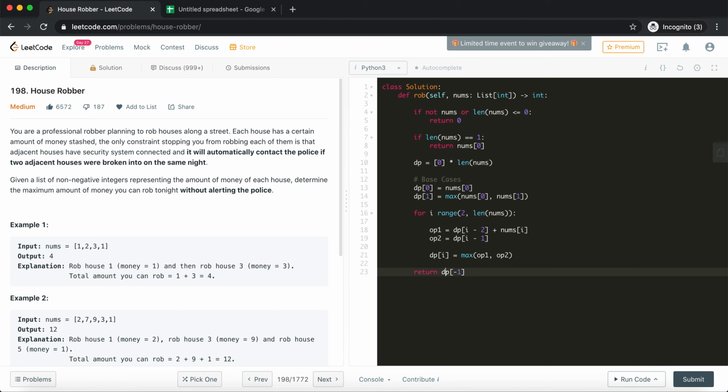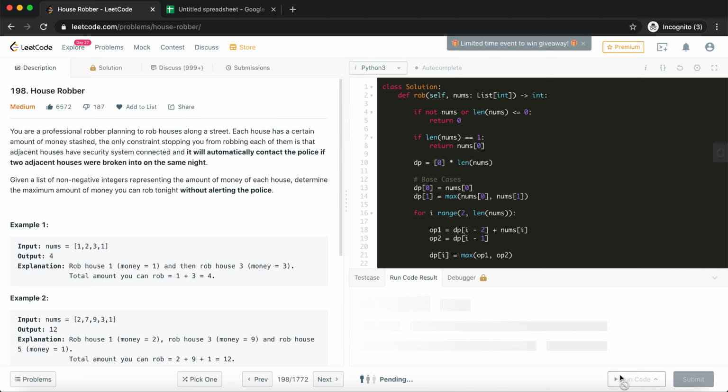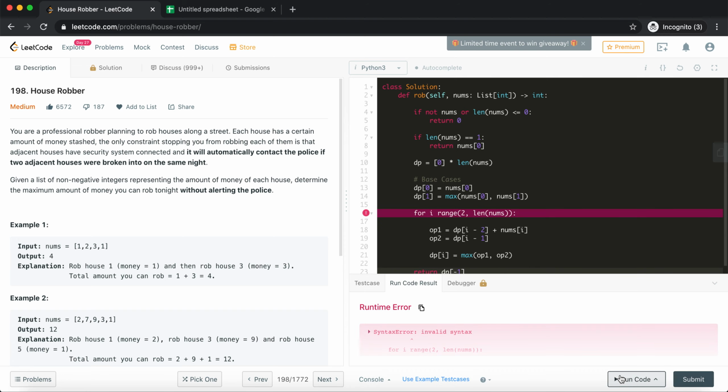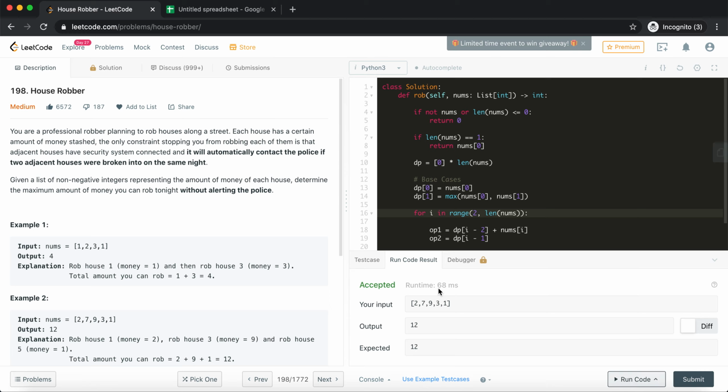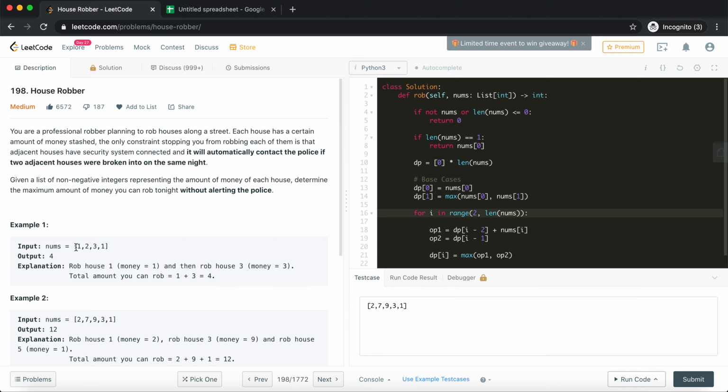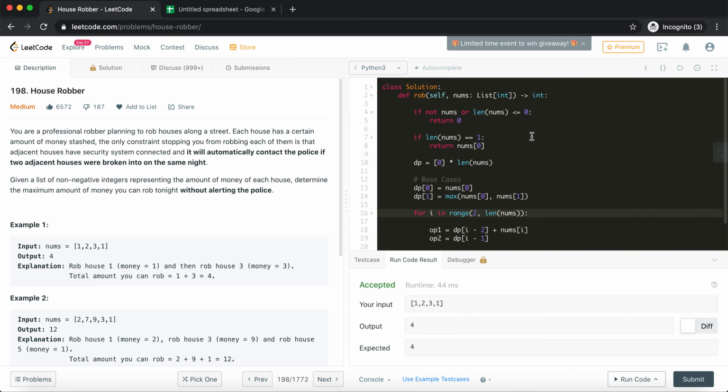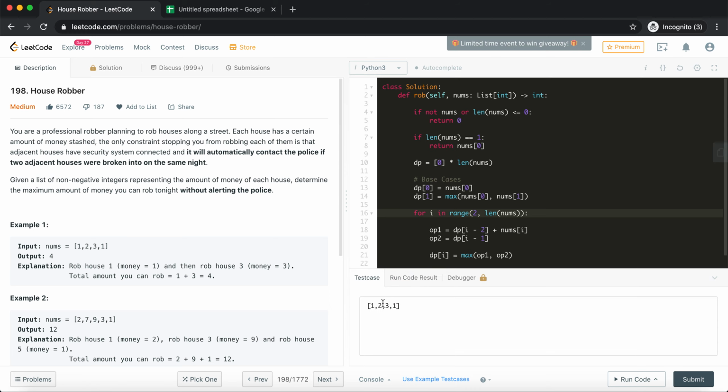Oops, this should be DP. Okay, let me run our code. Oops, I just keep forgetting this syntax. Let me try it again. There you go, we have the answer. Let's try with this example. Yeah, it worked too.